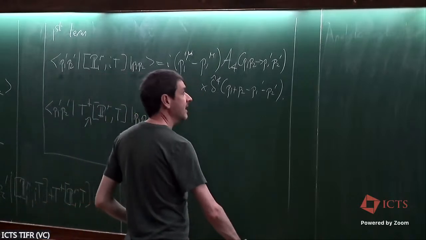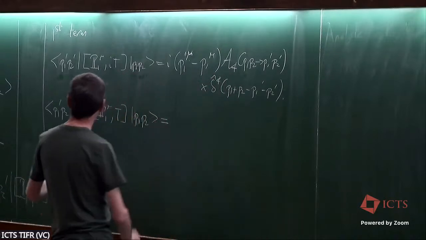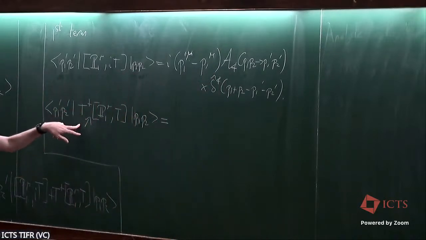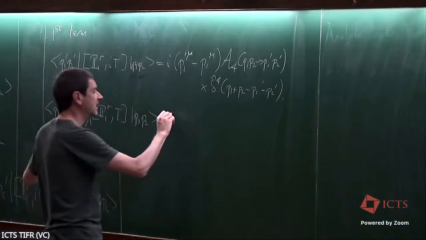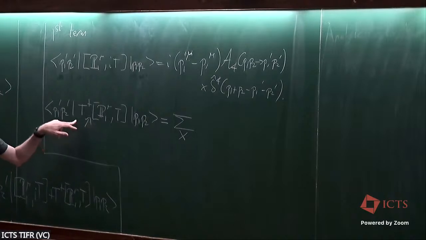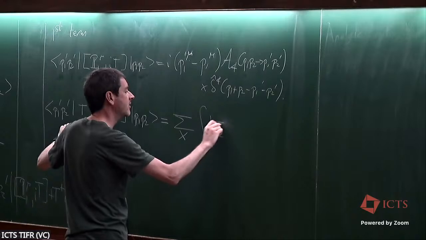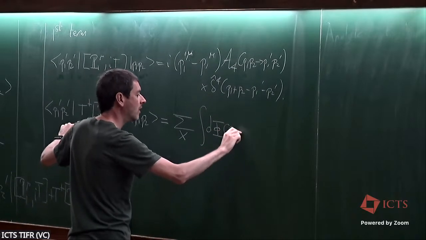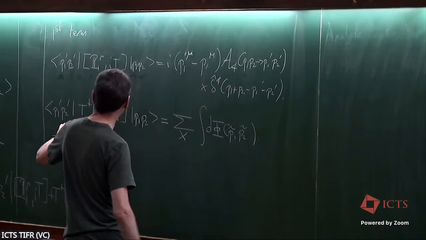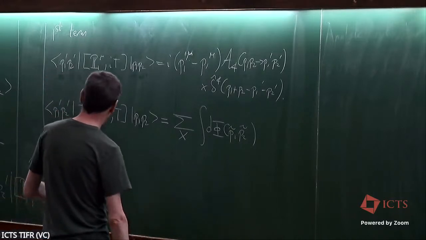The result will be a longish expression. So in order to insert a complete set of states, I'll write a sum over some states x. And I'm going to have an integral over massive particle states. So I'll introduce an integral over more massive particles here. It might be useful really to draw the picture of what I'm doing.